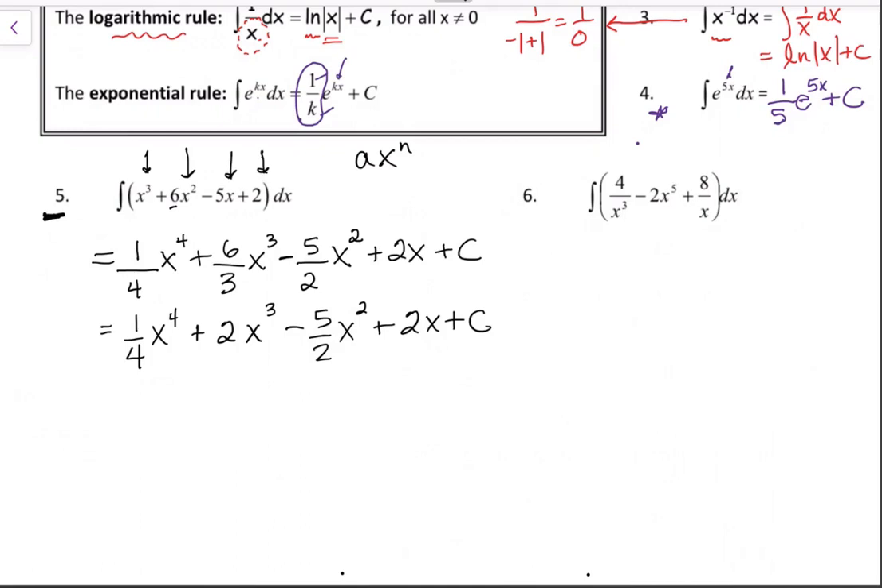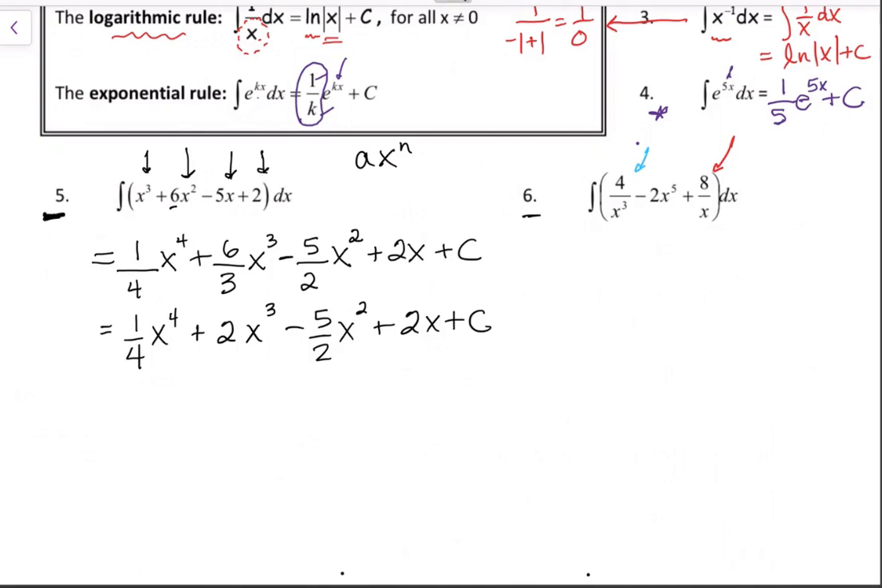Okay, moving to number 6. Let's take a look at that example. Now notice there that first term, that 4 over x cubed, I want to rewrite that term because I want all of my x's in the numerator, but I do not want to rewrite that one because remember, if I have x to the first power in the denominator, that has its own special rule.